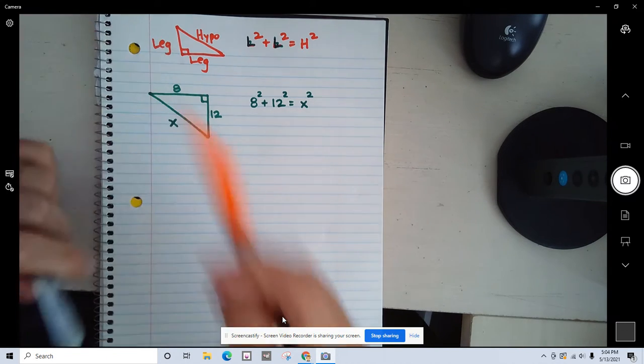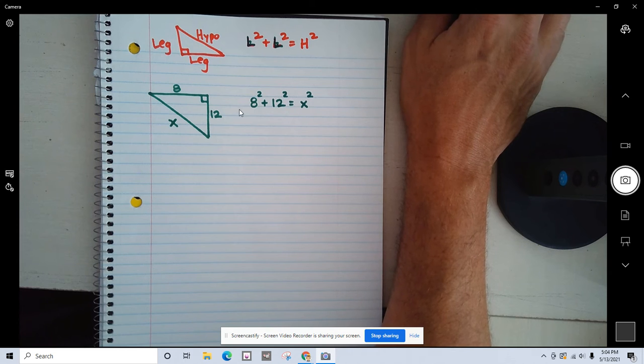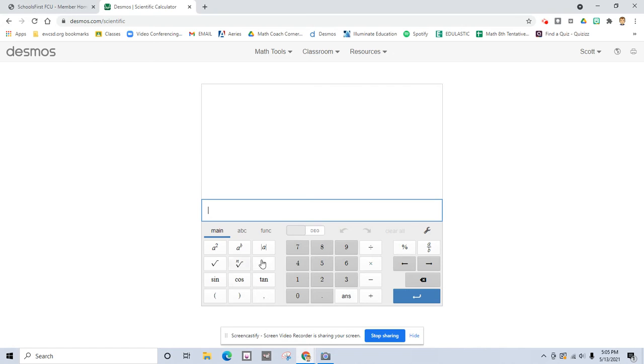If you want to use your flow map for this, for sure, go for it. It was the first flow map we did. But remember, we have to square this. This is not 8 times 2. This is not going to be 16, all right? If you need help, we can always go to the calculator and type it in.